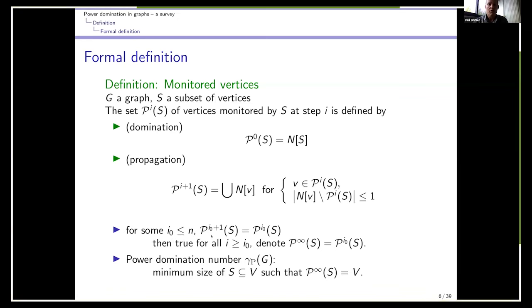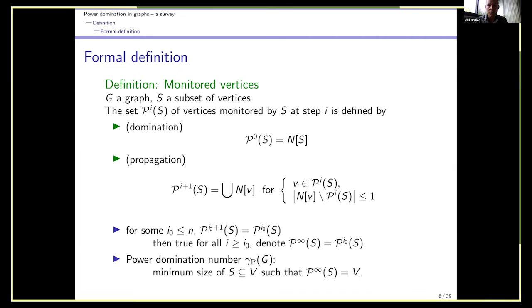So at some stage, I get that Pi0 plus 1 is equal to Pi0 for some I0. And then I know it will never change anymore. So I can denote P infinity of S, this biggest set of vertices reached. And we say the set S is a power dominating set of the graph if this ends up monitoring every vertex. So this Pi0, or this P infinity of S, is equal to the whole set of vertices. Okay, I hope everything is clear with the definition.